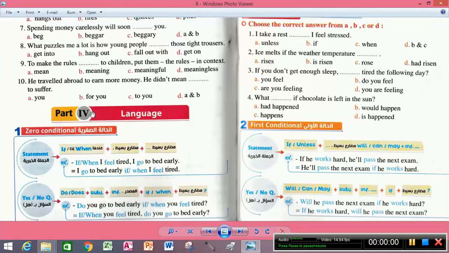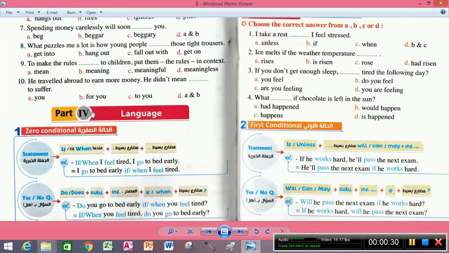Hello everybody. Today we are talking about the if conditional. Of course, we have first the zero conditional. We can replace if with when when we are talking about the zero conditional. The zero conditional is present. If or when I feel tired, I go to bed early. Equals: I go to bed early if or when I feel tired.